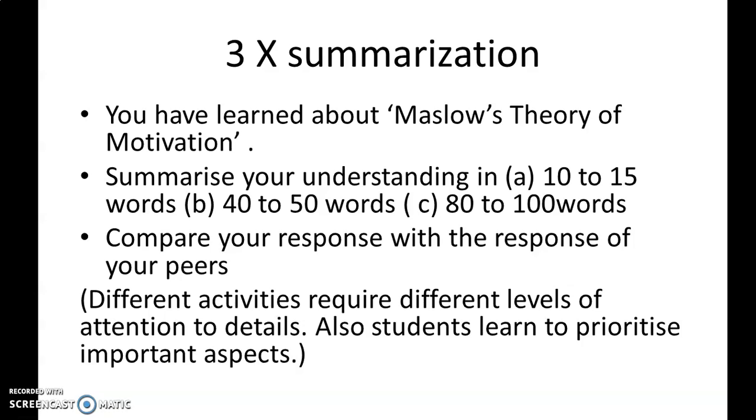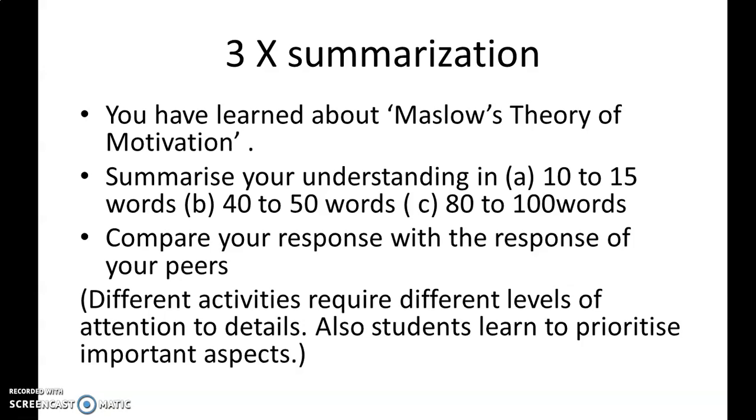3 times summarization. Let us look at this example. The teacher has taught the students about Maslow's theory of motivation. And the teacher wants to know how well they have understood or assimilated this topic. So students are asked to summarize their understanding in A, 10 to 15 words, B, 40 to 50 words, and C, 80 to 100 words. Of course, this word length could vary depending upon the time that you have.